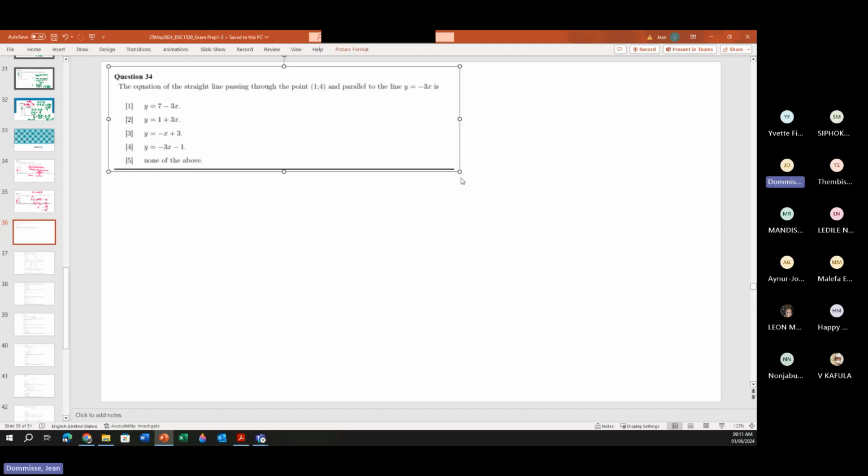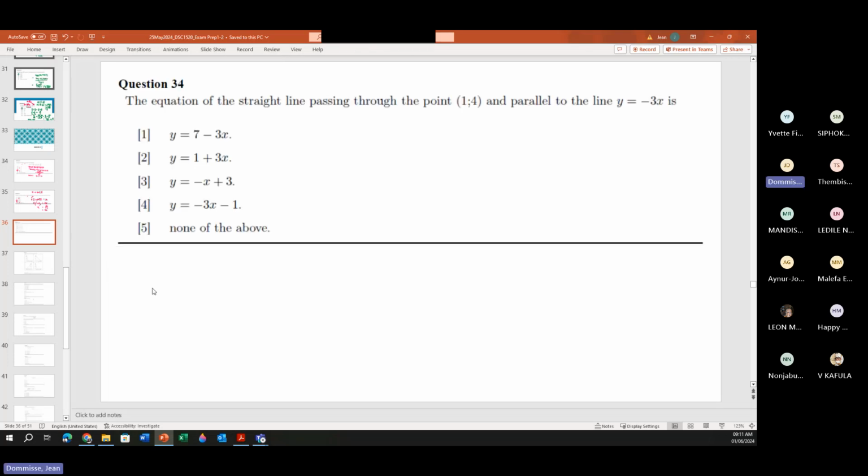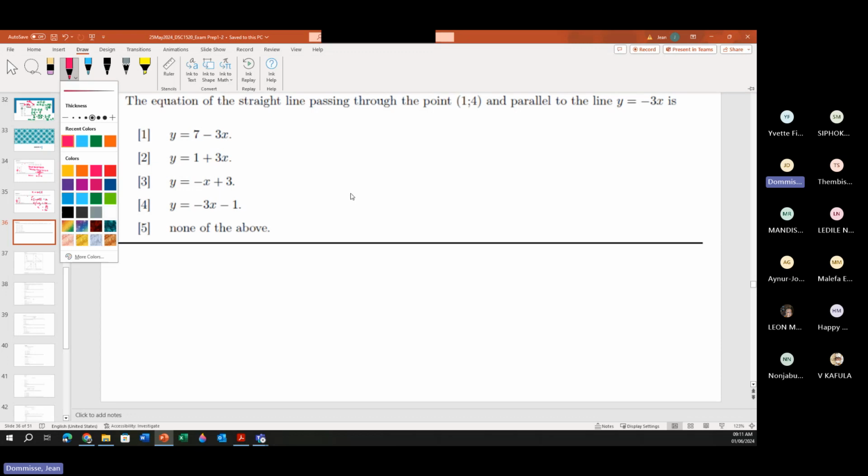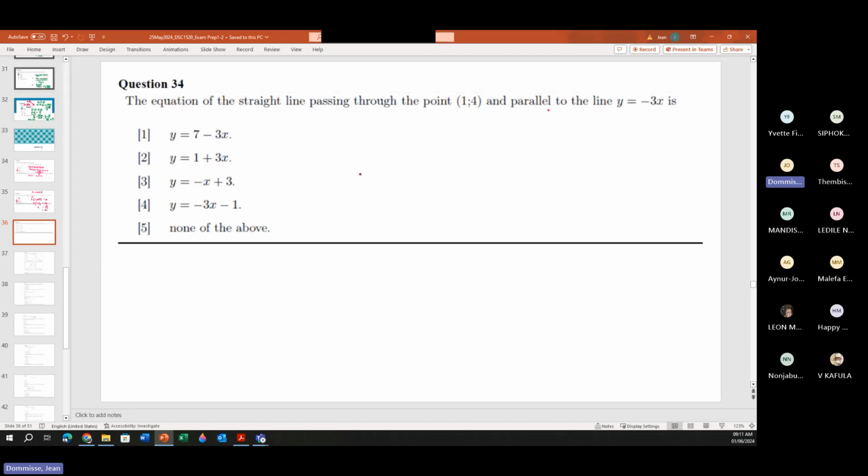Okay, so let's look at this one. I think last time we got 2 points. This one, they're asking us to look at something because they tell us in the sentence it's a line that is parallel.